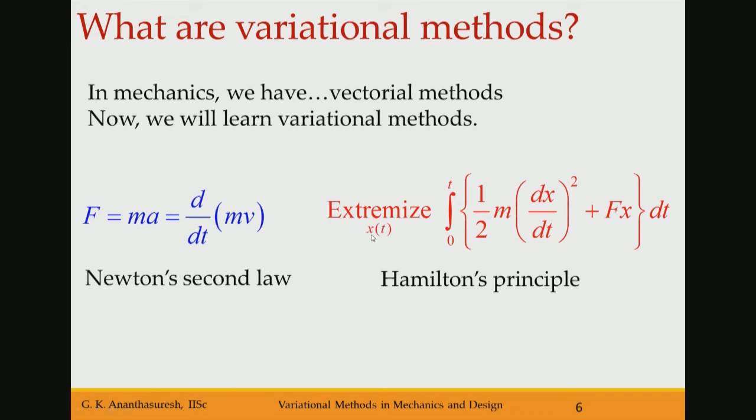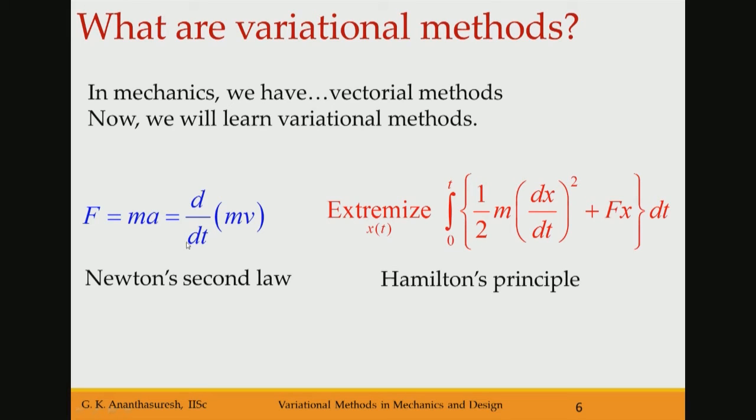Let us say we take a particular x of t, let us call it x star of t. In the vicinity of x star, if you look at other functions and substitute them here, then what you find is that at x star it will have either the least value, a minimum, or a maximum value in the vicinity, that is what Hamilton's principle says. It is a very profound thing.